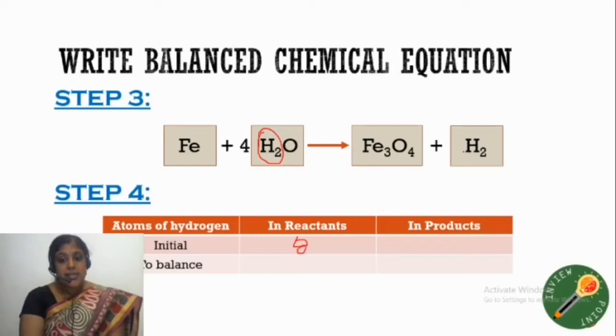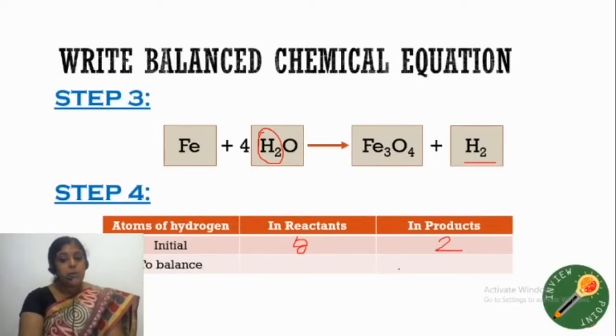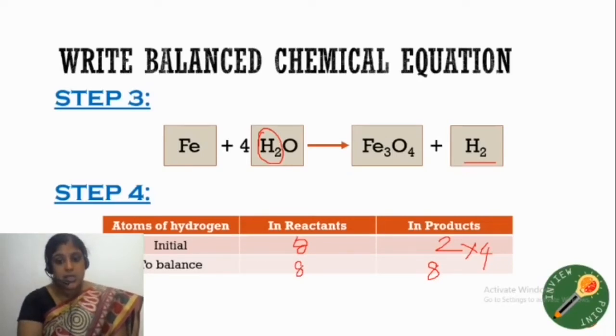And in the product side, the number of hydrogen atoms, see, it is H2, so the number of atoms is 2. So we have to make it equal. What do we do? Multiply this 2 with 4. If you multiply this with 4, then the number of hydrogen atoms in the reactant side as well as the product side becomes equal. Is it clear now?